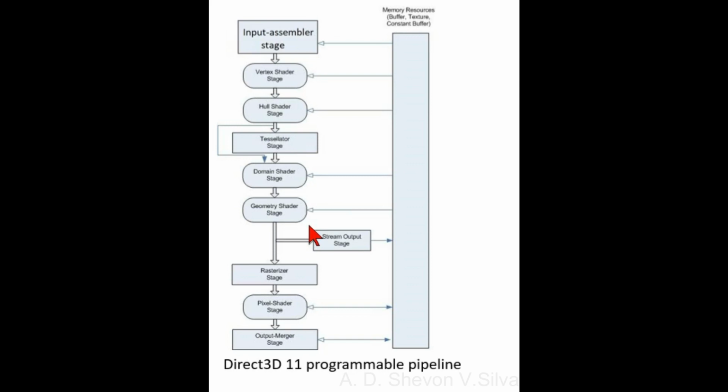Stream output stage. The purpose of the stream output stage is to continuously output, or stream, vertex data from the geometry shader stage, or the vertex shader stage if the geometry shader stage is inactive, to one or more buffers in memory.